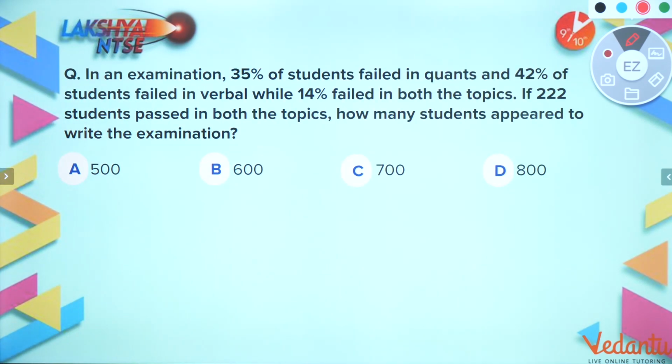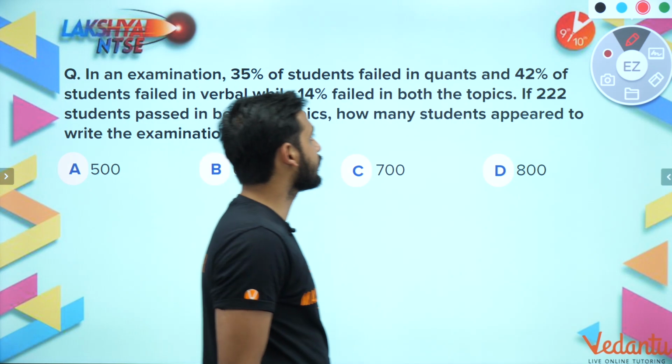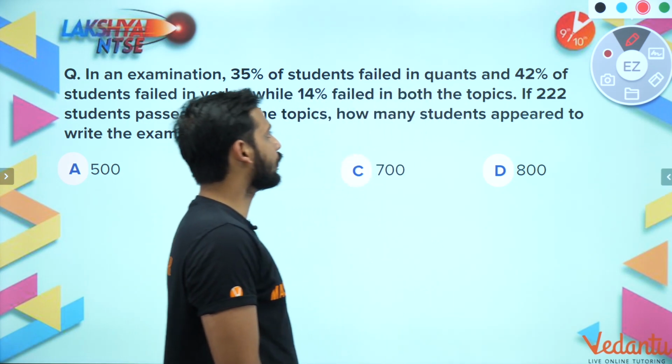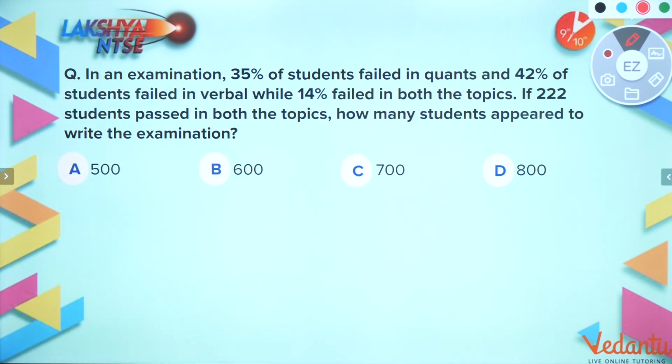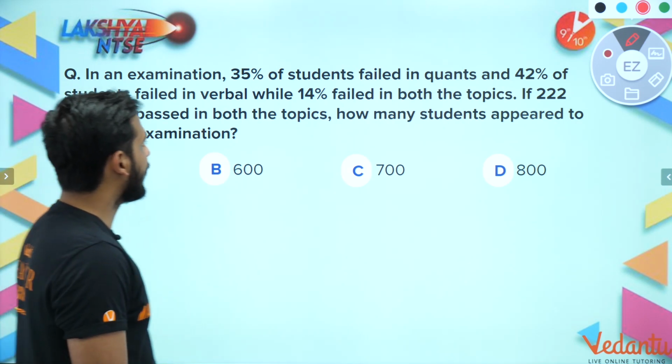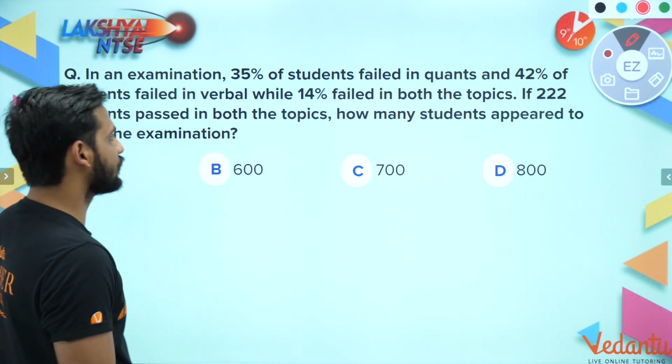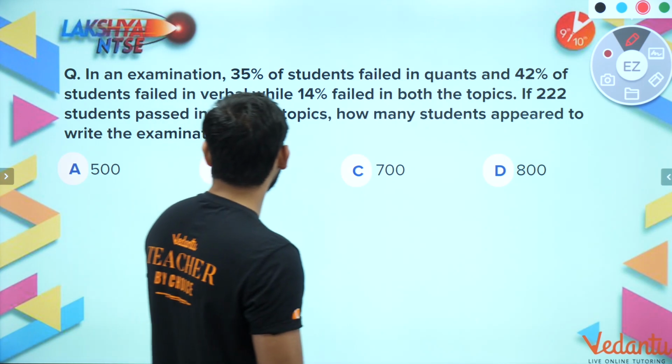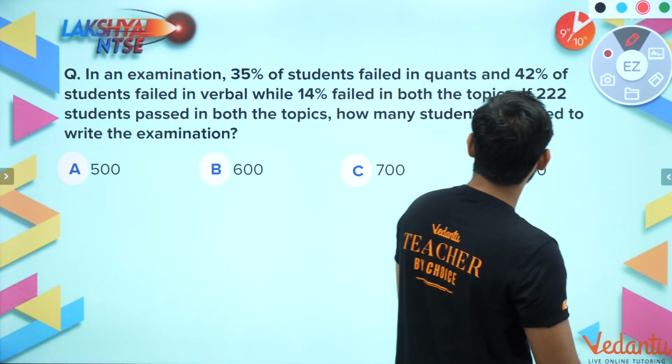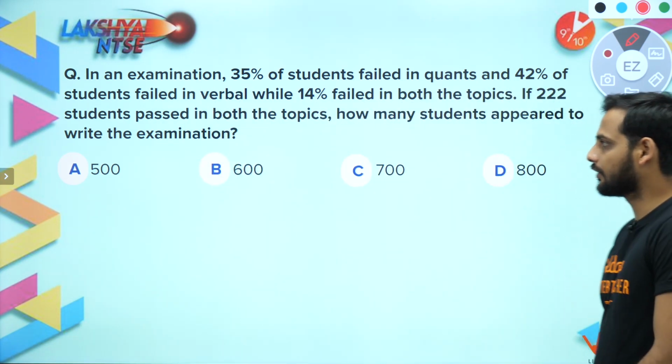In an examination, 35% of the students failed in quants and 42% of the students failed in verbal, while 14% failed in both the topics. If 222 students passed in both the topics, how many students appeared to write the examination?